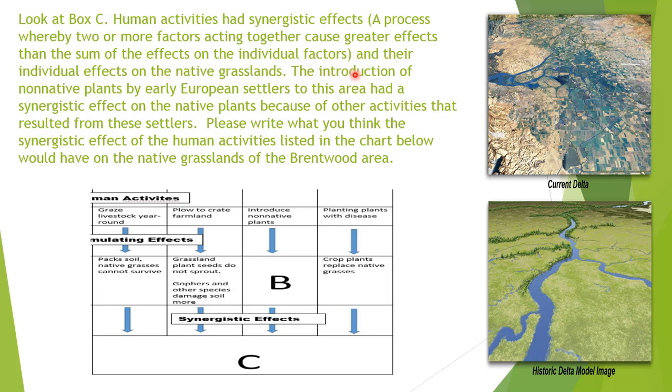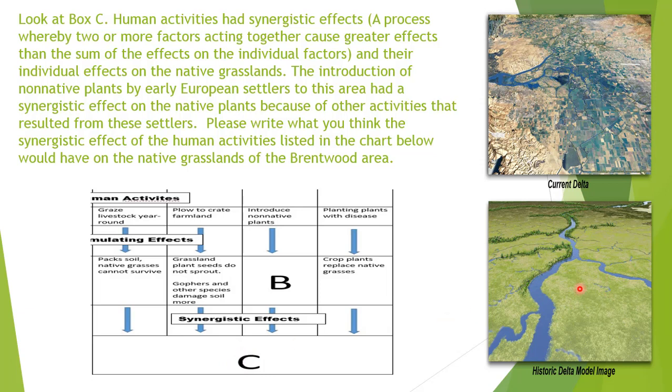The introduction of non-native plants by early European settlers to this area had a synergistic effect on the native plants because of the activities of these settlers. Please write what you think the synergistic effect of the human activities from the settlers listed in the chart below would have on native grasslands in the Brentwood area. So because of these effects, what would happen to the grasslands in this area?